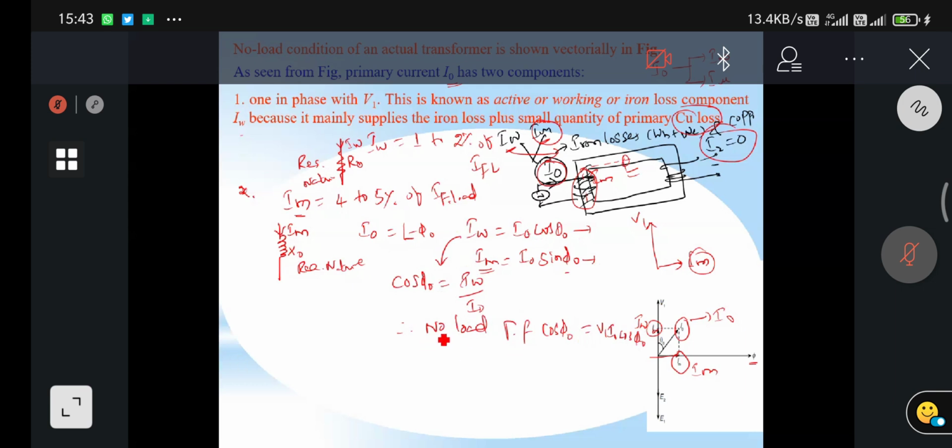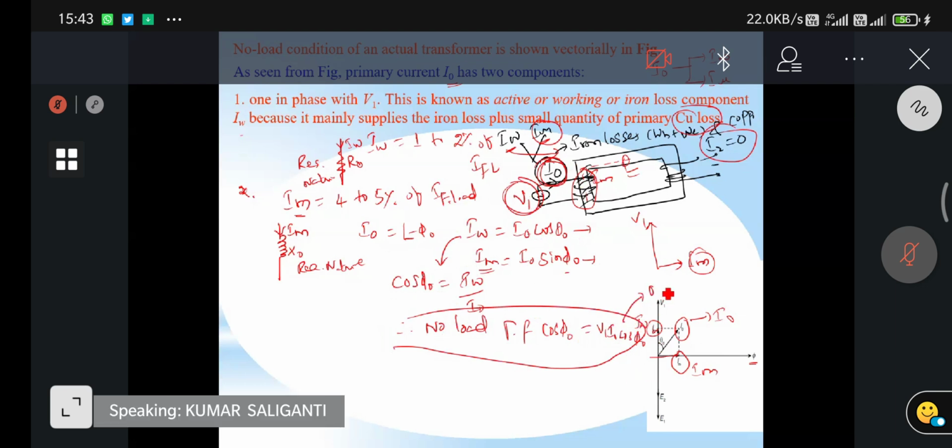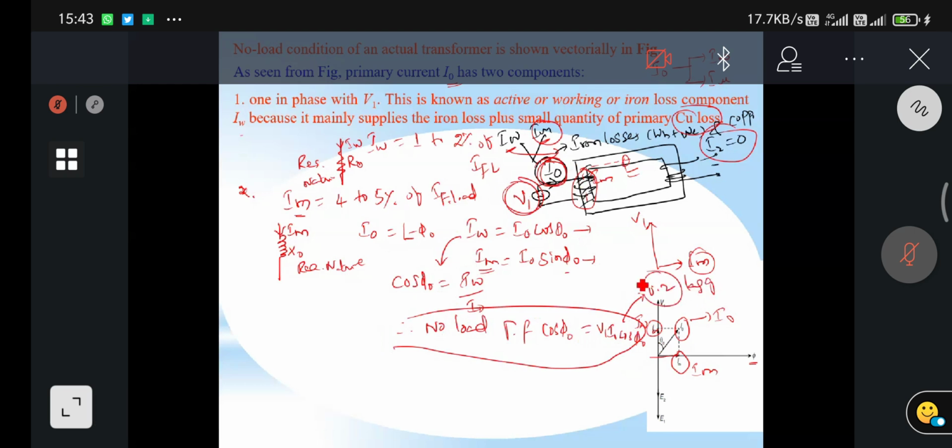We have already discussed this in the last slide. V1 is this one, I naught is this one, and the power factor is the no load power factor cos phi naught. The cos phi naught is approximately 0.2 lagging, which is asked a number of times in exams. So we have 0.2 lagging under no load test or open circuit test. We prefer a low range wattmeter here because of the low power factor.